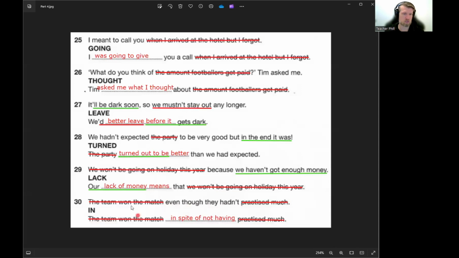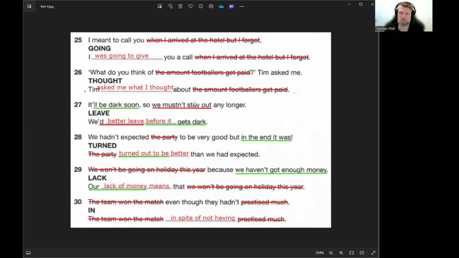And then the last one, you see, I could also cross out a lot. And then it says here, even though they hadn't. Really the only expression that also shows contrast is in spite of. But after in spite of, we have to use a gerund. And because in the first sentence we have a negative verb form, we have to use the negative gerund. In spite of not having. So here again, I'm quite confident. But let's see how I did.